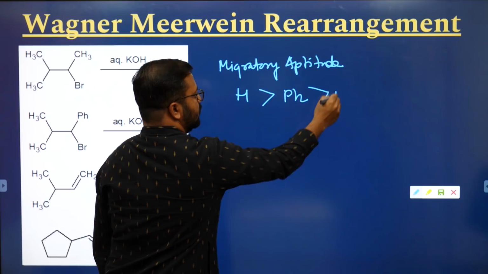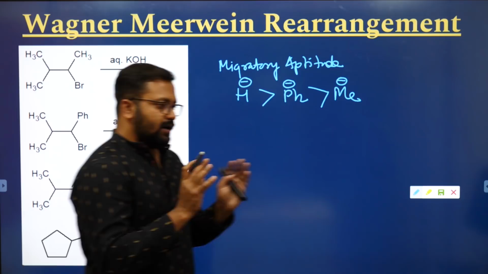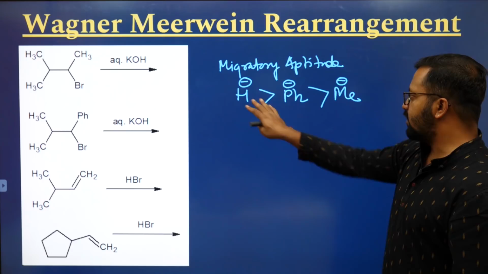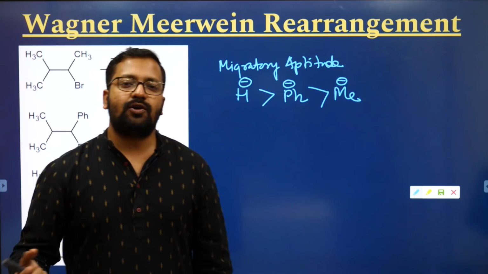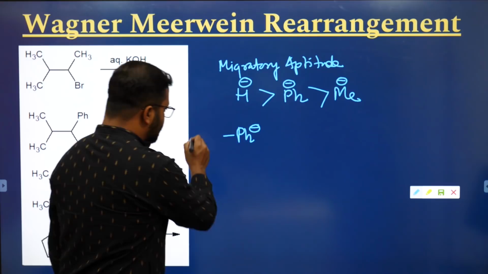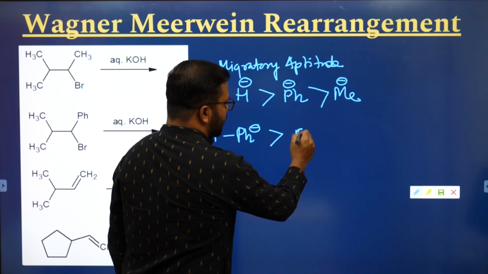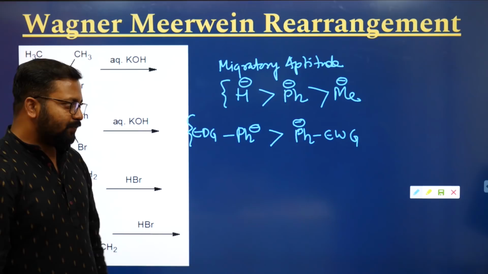Bahut sare cases mein migratory aptitude ab padhoge, and in all these cases different migratory aptitude arise because of the nature of reaction. So in a Wagner Meerwein rearrangement, this is the migratory aptitude. If there is a phenyl with an electron donating group and a phenyl with an electron withdrawing group, then whatever can donate electrons to a greater extent will be able to migrate to a faster extent. So phenyl with electron donating group will migrate faster than phenyl with electron withdrawing group. So this is one order, this is another order. Okay, let's move ahead.